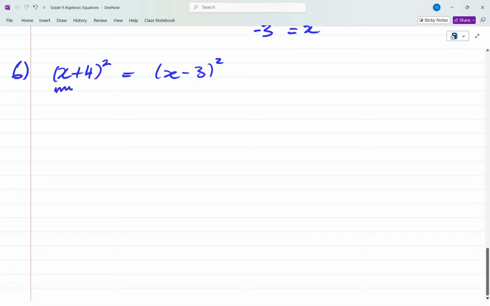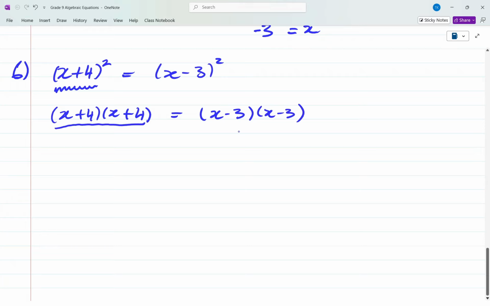This bracket, which is raised to the power of 2, you are going to write it twice, which is x plus 4, and then x plus 4. And then equal sign, same thing even on the right hand side. X minus 3, and then x minus 3. This is the point where you're using distributive property. And then distributive property, which is taking place between two brackets, sometimes is referred to as FOIL. I will explain this when we are solving for x in quadratic equations.